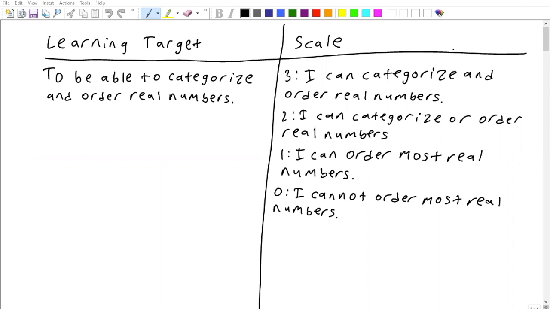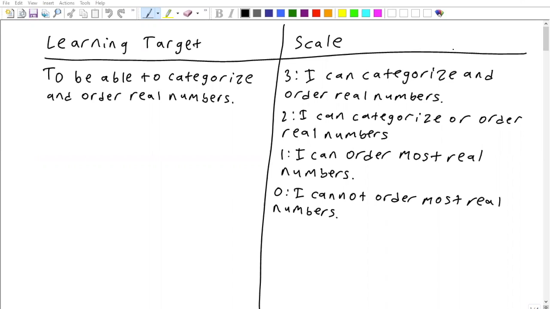The learning target for today is to be able to categorize and order real numbers. For the scale, you're a 3 if you can categorize and order real numbers. You're a 2 if you can categorize or order real numbers. You can do one or the other.